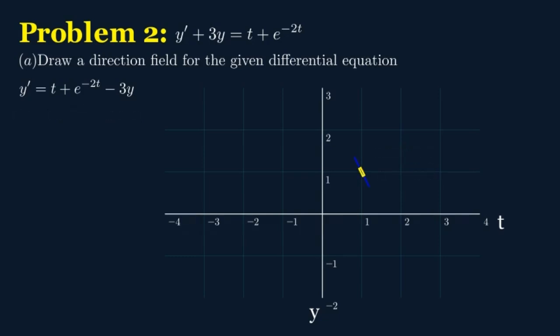Now we draw the slope at the point t equals 1, y equals 2. Now we draw the slope at the point t equals 4, y equals 3. Now we apply this idea to all points within our range of t and y values.